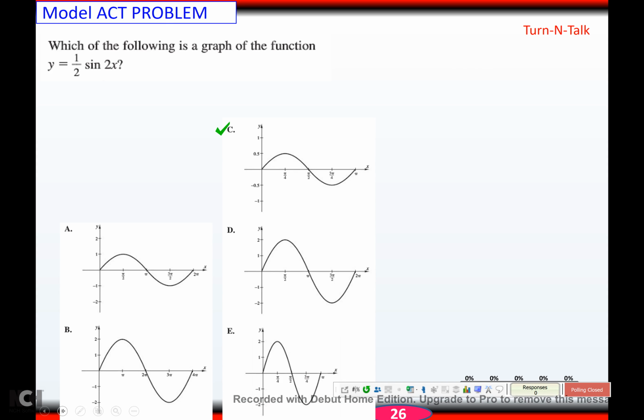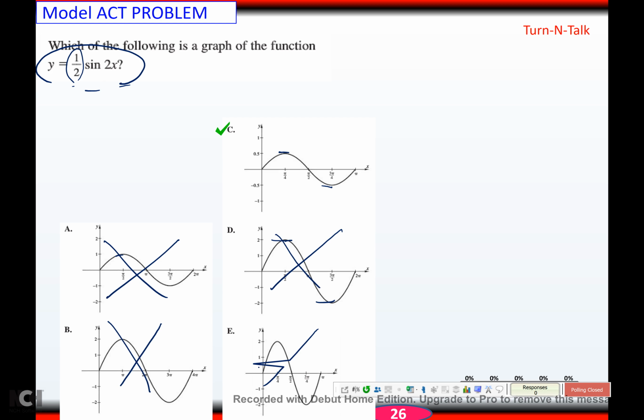And hopefully you got C. So they want me to find the graph of this function. Well, I know that the amplitude is 1/2, so that's the first thing I'm going to check. That's got the right amplitude, wrong amplitude, wrong amplitude, wrong amplitude, wrong amplitude. Gee, that was easy. I didn't even have to check the period. And the only one that had the right amplitude was C. All the rest of them had the wrong amplitude.